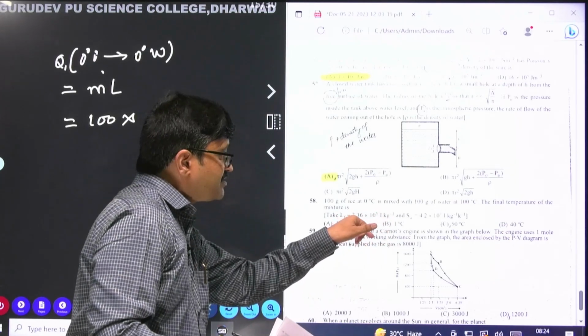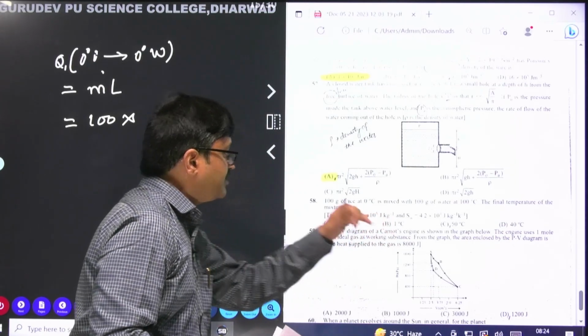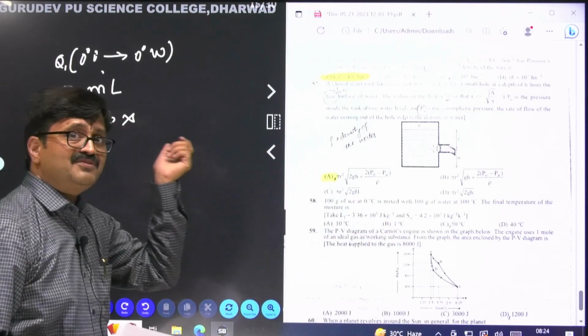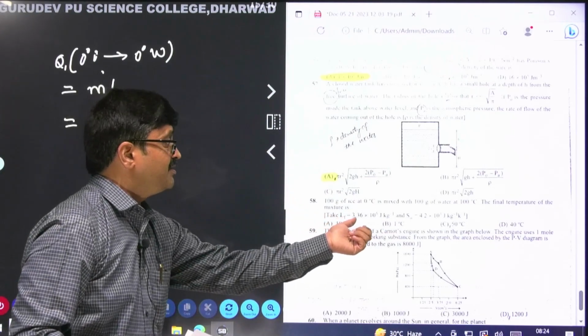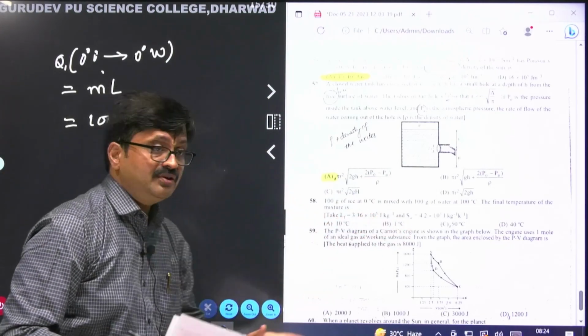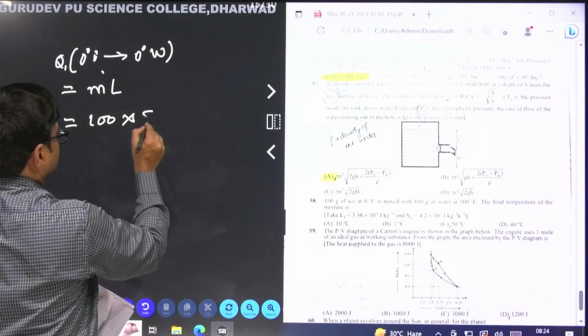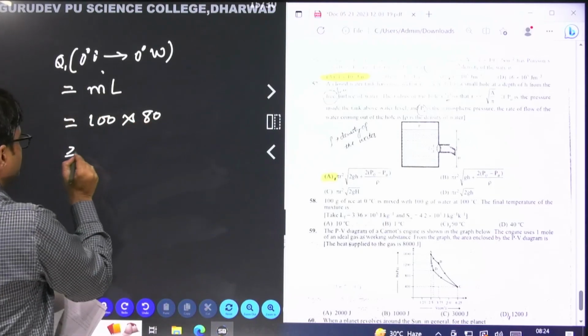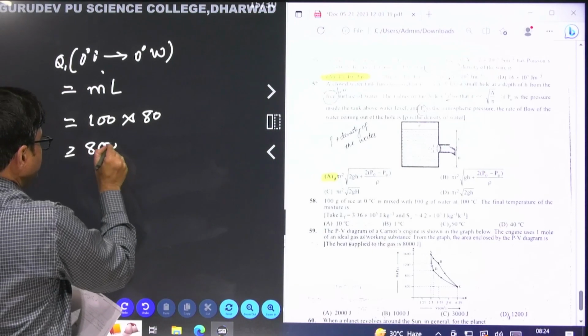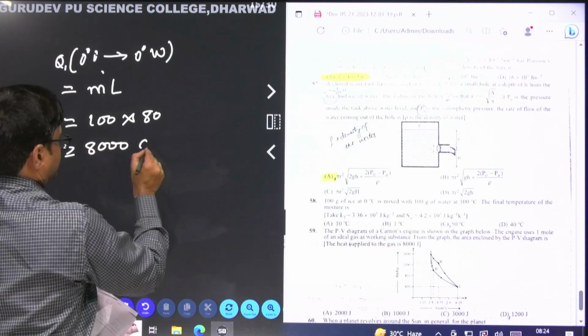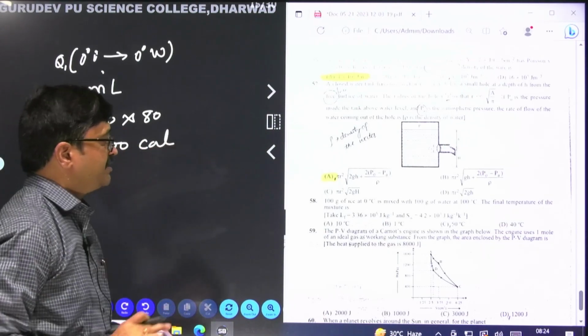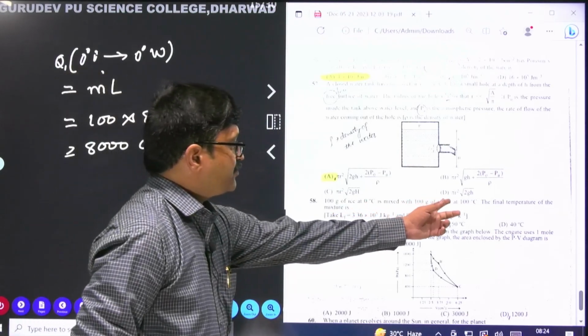But I suggest why make use of this? Since we know the mass in gram, I suggest you make use of it in calorie per gram. So it is 80 calorie per gram. If you just use this here, you'll get this as 8000 calorie. Okay, then let us go to the second step.